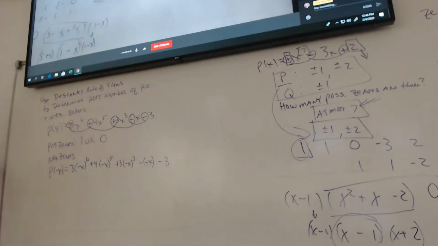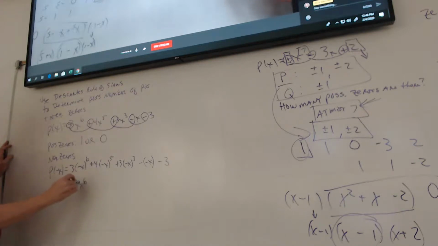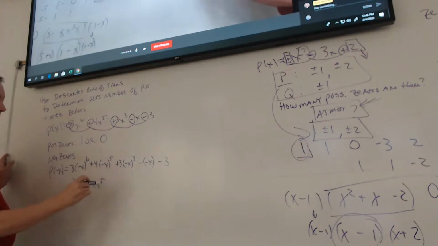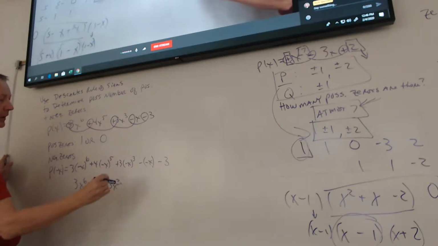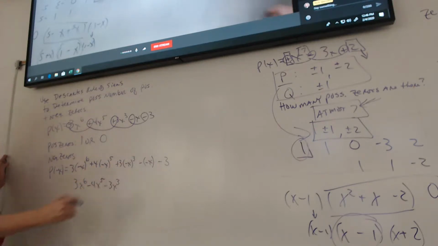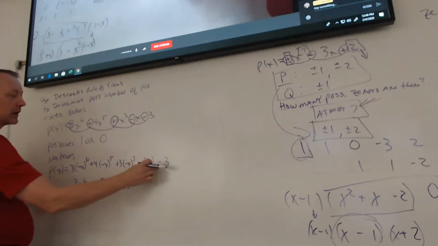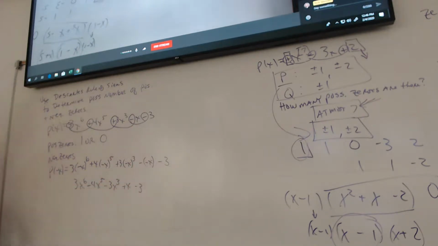Okay, let's simplify. So negative to the 6th power is positive, so this is 3x to the 6th. Negative to the 5th power, negative, negative times 4, negative 4x to the 5th. Negative to the 3rd power, negative, negative times 3, negative 3x to the 3rd. Negative times negative, positive x, and minus 3. Okay, so now we need to start counting our changes in sign.